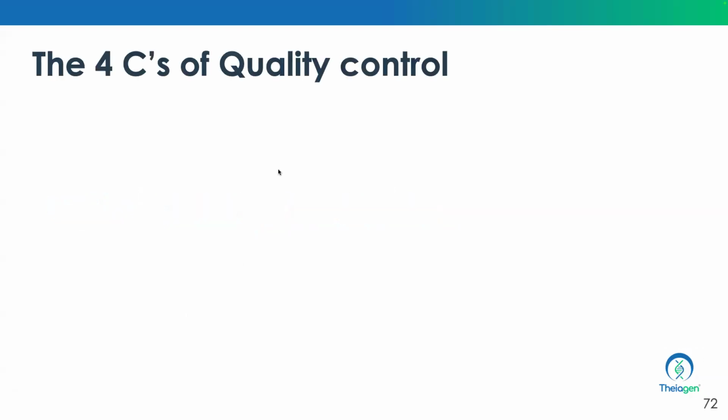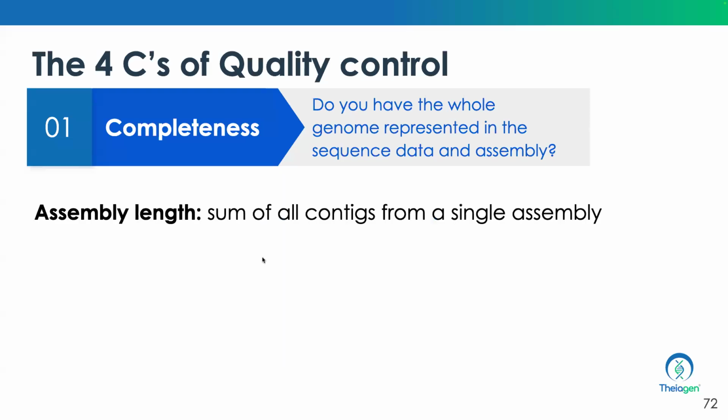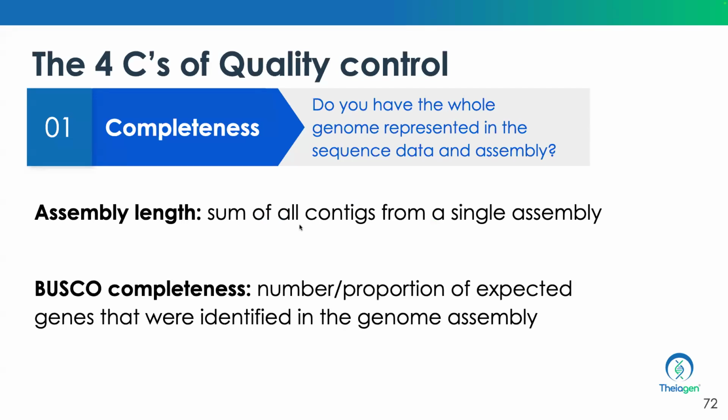So we have what we call the 4 C's of quality control. One is completeness. So the question we are asking here is, do you have the whole genome represented in the sequence data and the assembly that you have? So here, the metrics that we're looking at is the assembly length, which is the sum of all the contigs for a single assembly. And also BUSCO completeness. Remember that this is the number of genes that are identified to be complete. So you also want this to be as high as possible.